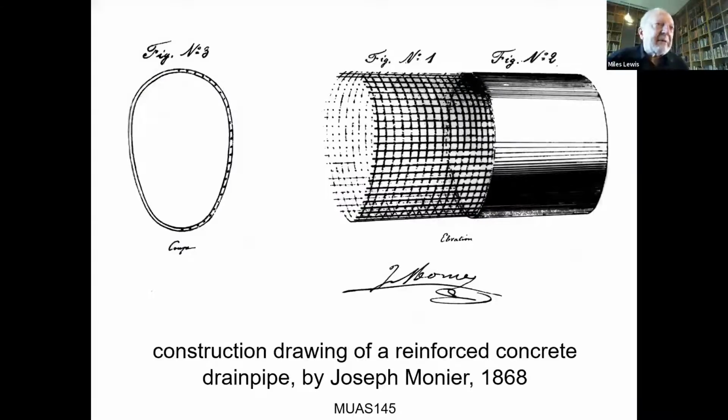But then, around about the same time, the gardener Joseph Monnier, who made flower pots commonly, put mesh into his flower pots to reinforce them, and conceived the idea of using the same thing to make drain pipes. So he created a drain pipe which has mesh right around it and concrete on it. Now, what is this doing structurally? Is that mesh taking compression or tension, or what is it doing?